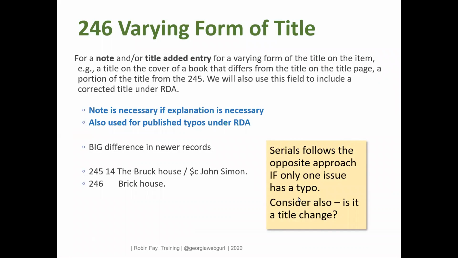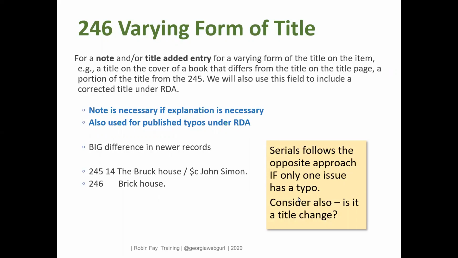The 246 is the variant form of a title. This is where we can add a note or another title, and a note is necessary if an explanation is necessary. So if some information appears on the book jacket, and the title on the book jacket is different than what's on the title page, or the title on the spine is different than what's on the title page, I would record both. Use your title page as your primary because the title page is your preferred source.